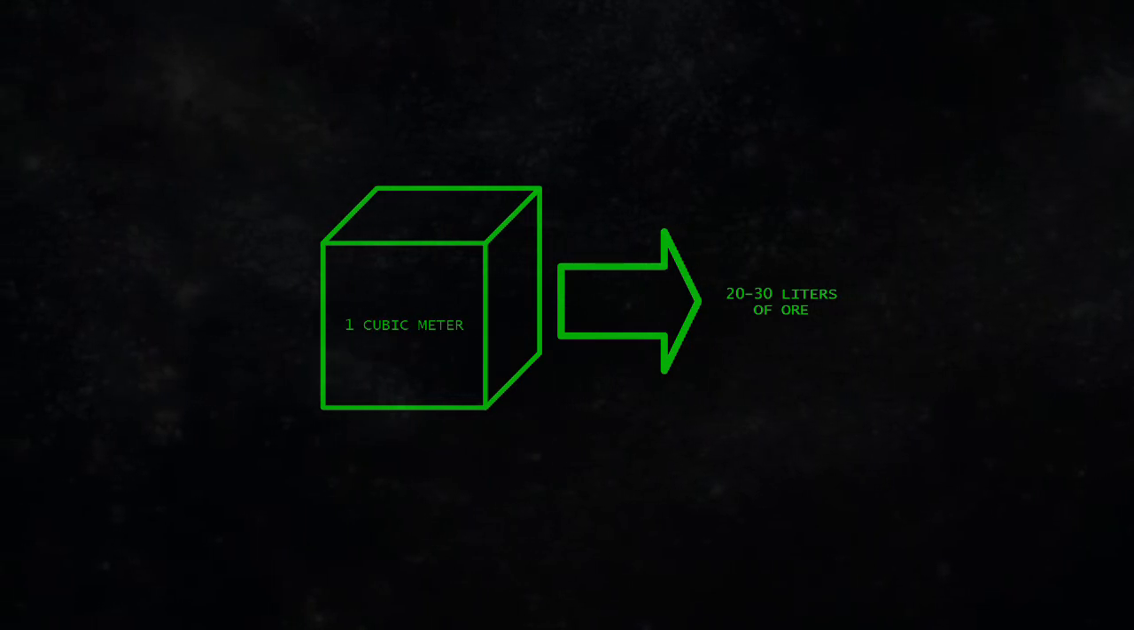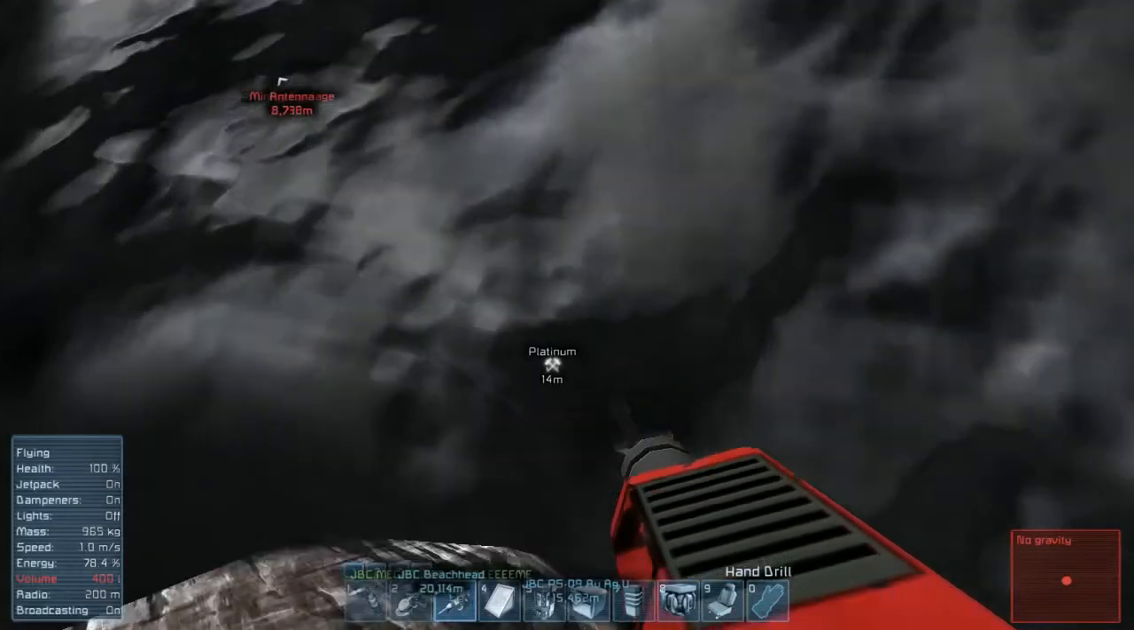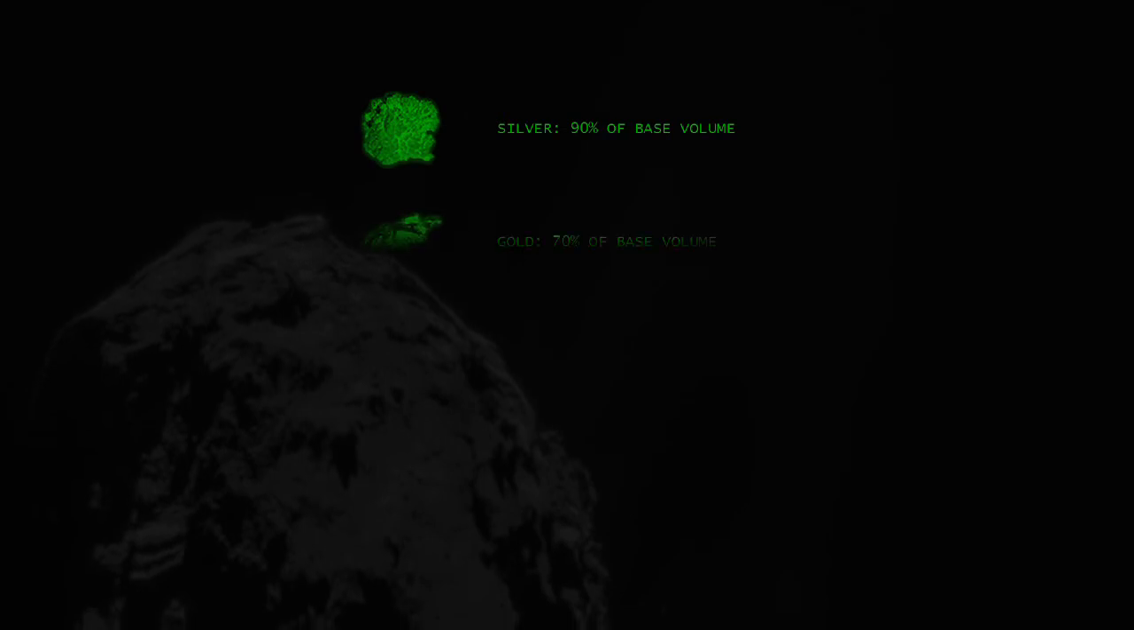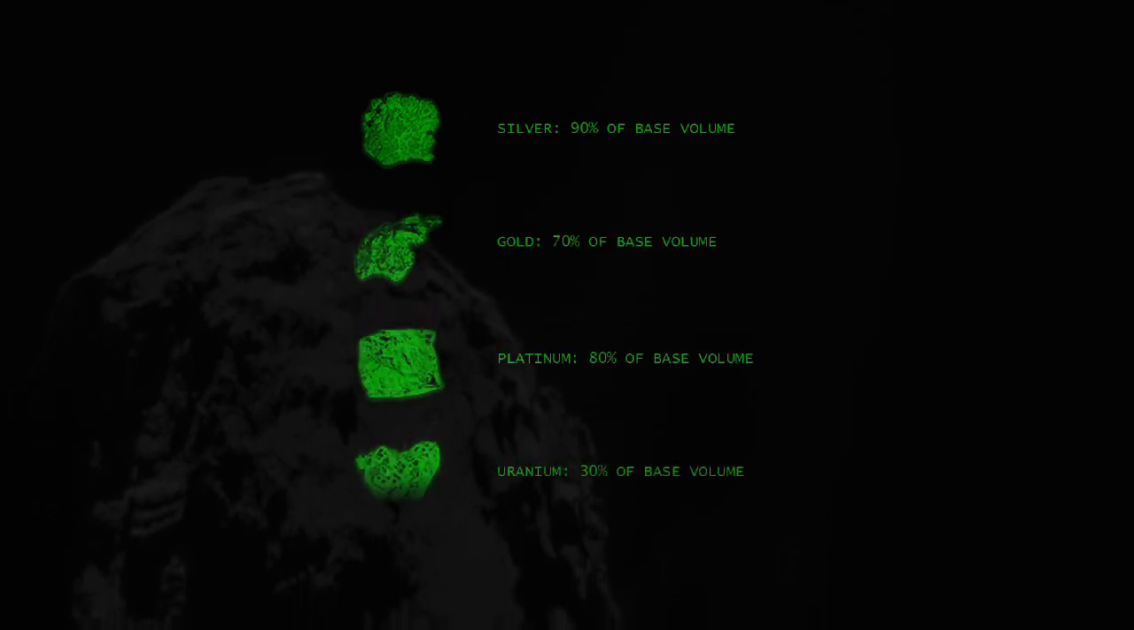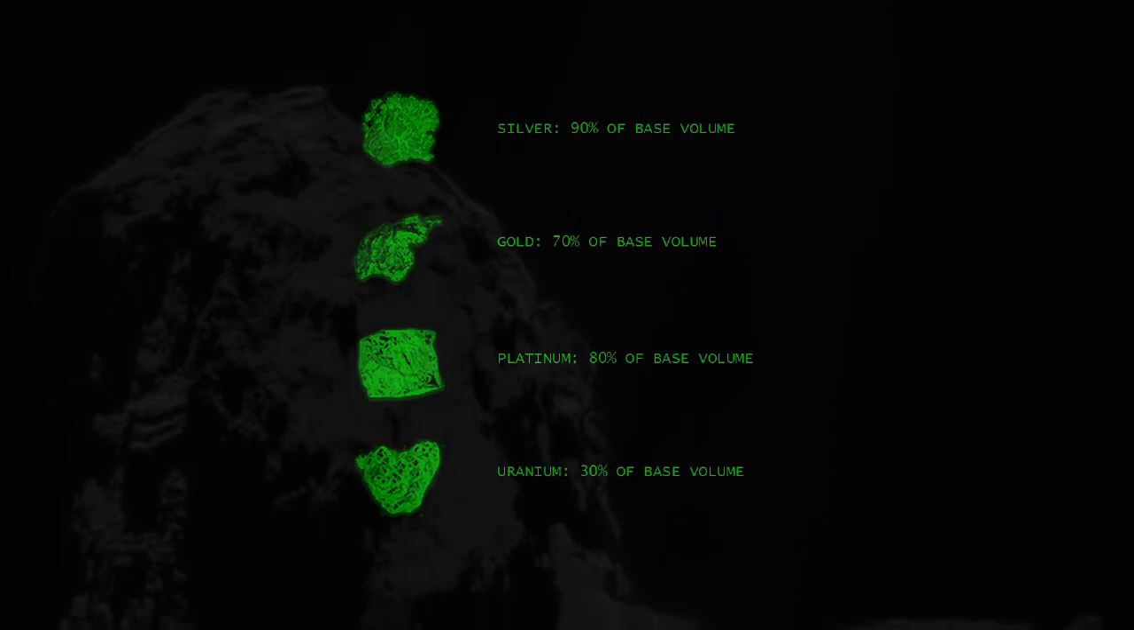Now, a few caveats on that number. Some ores, specifically silver, gold, platinum, and uranium, only get a percentage of that 20 to 30 liters. Silver gets 90%, gold 70%, platinum 80%, and uranium only 30% of the amount we would normally recover.